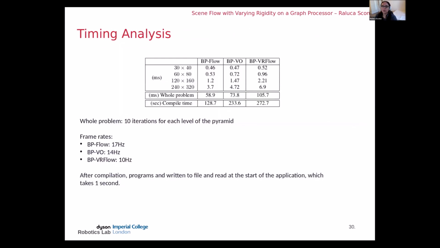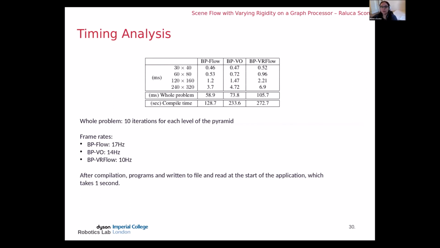So regarding the runtime, the table reports how many milliseconds are required to run each level of our estimation pyramid. In total, we use 4 levels and run 10 iterations on each level. Overall, the runtimes for the algorithms are 17 Hz for Bpflow, 14 Hz for Bpvo, and 10 Hz for Bpflow, which requires the most data transition through the data fabric.